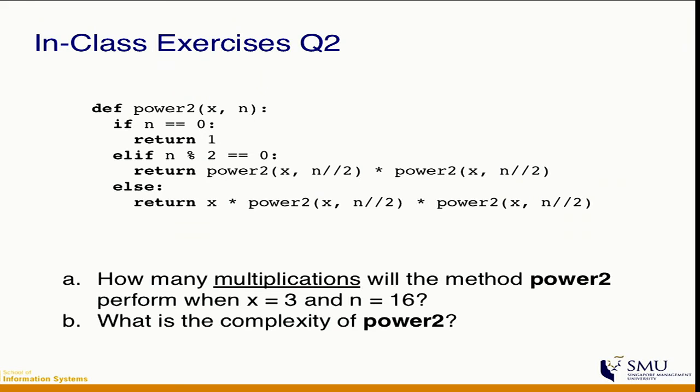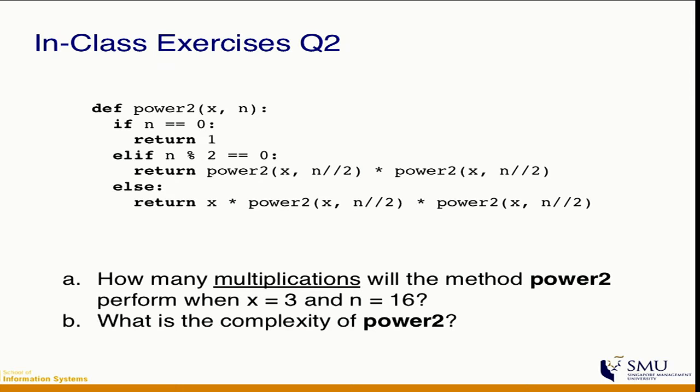So the next one, we are looking at power 2. Now what it does here is to evaluate the same number, but we are going to make different cases here. So when it's 0, so it's a base case, we just return 1, because anything to the power of 0 is 1. Then we're going to look at whether the n is even or odd. So if it is even, then we are going to divide n by 2. So there is one multiplication here.